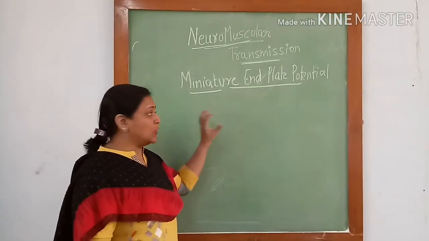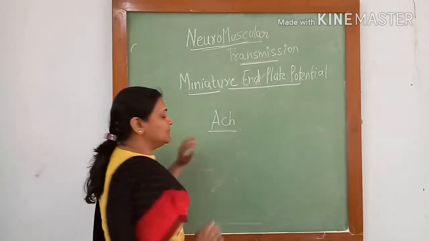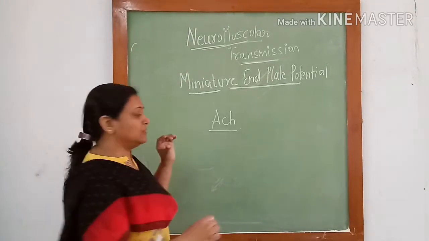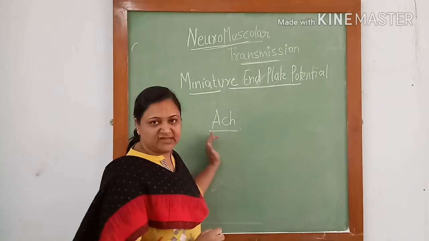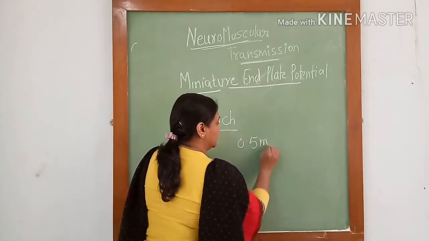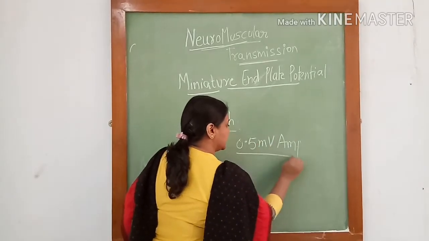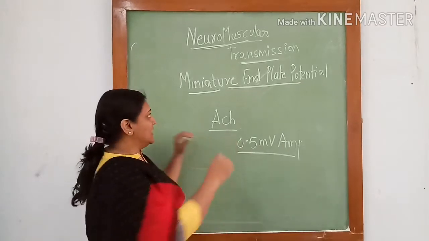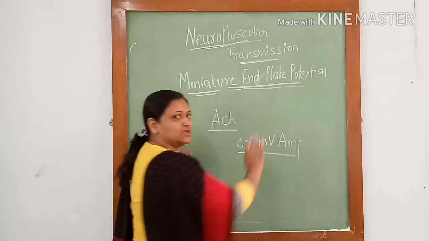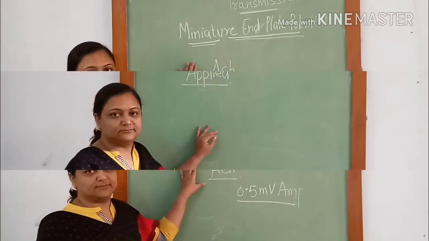At rest, a small quantum of acetylcholine is released from the presynaptic membrane and produces miniature spike potentials in the postsynaptic membrane of 0.5 millivolt amplitude. These miniature spikes are known as miniature end plate potential. This miniature end plate potential is dependent on calcium concentration.